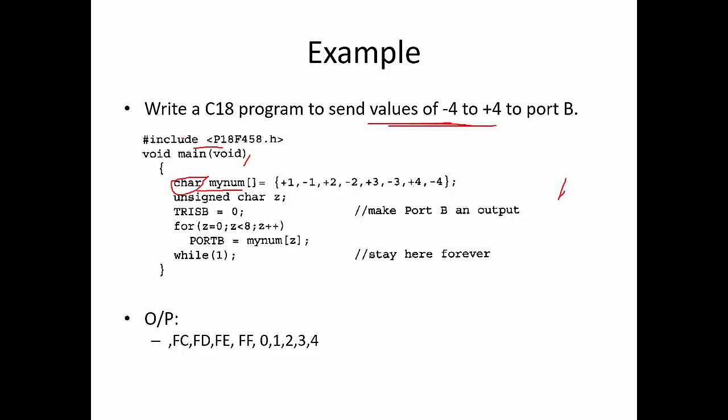Next I have to go with the loop condition. My loop maximum value is 8, so it is 8-bit data. I can use char, and since it is a positive value, I am declaring it as unsigned char. So this is the simple program where we can display the values from -4 to +4 in port B.